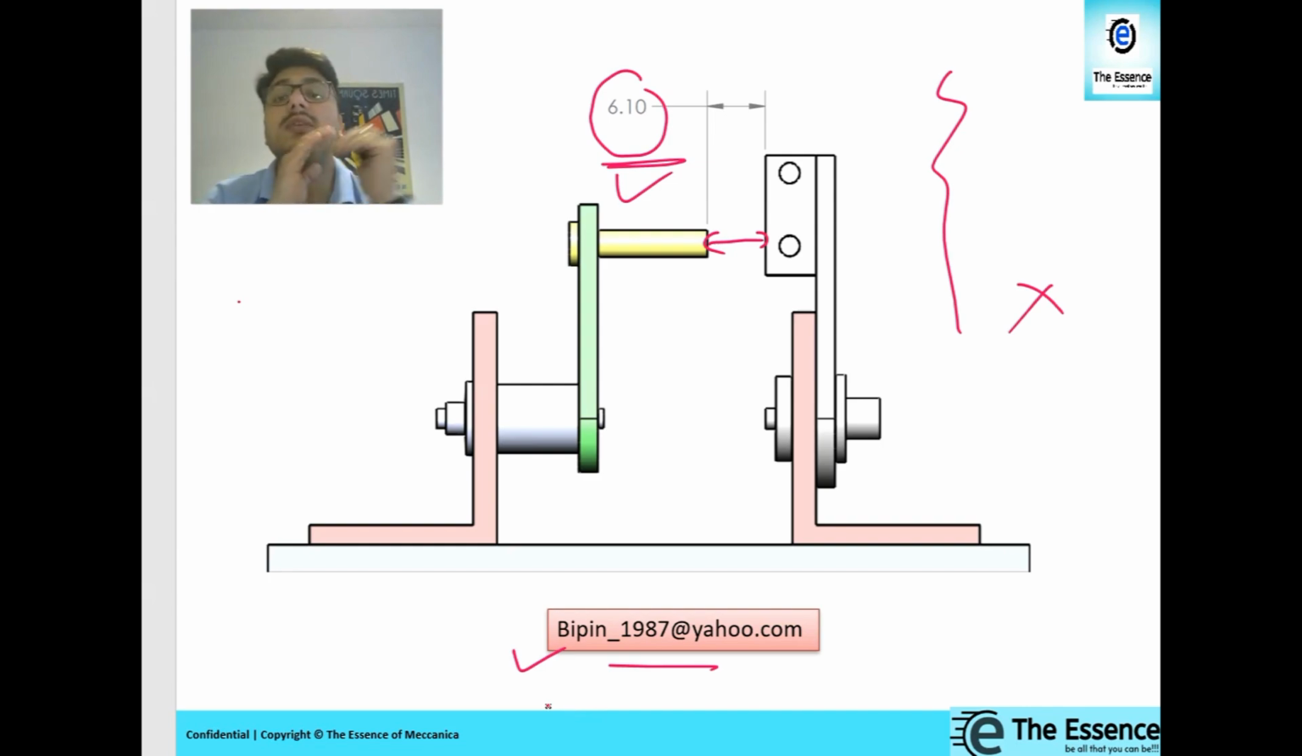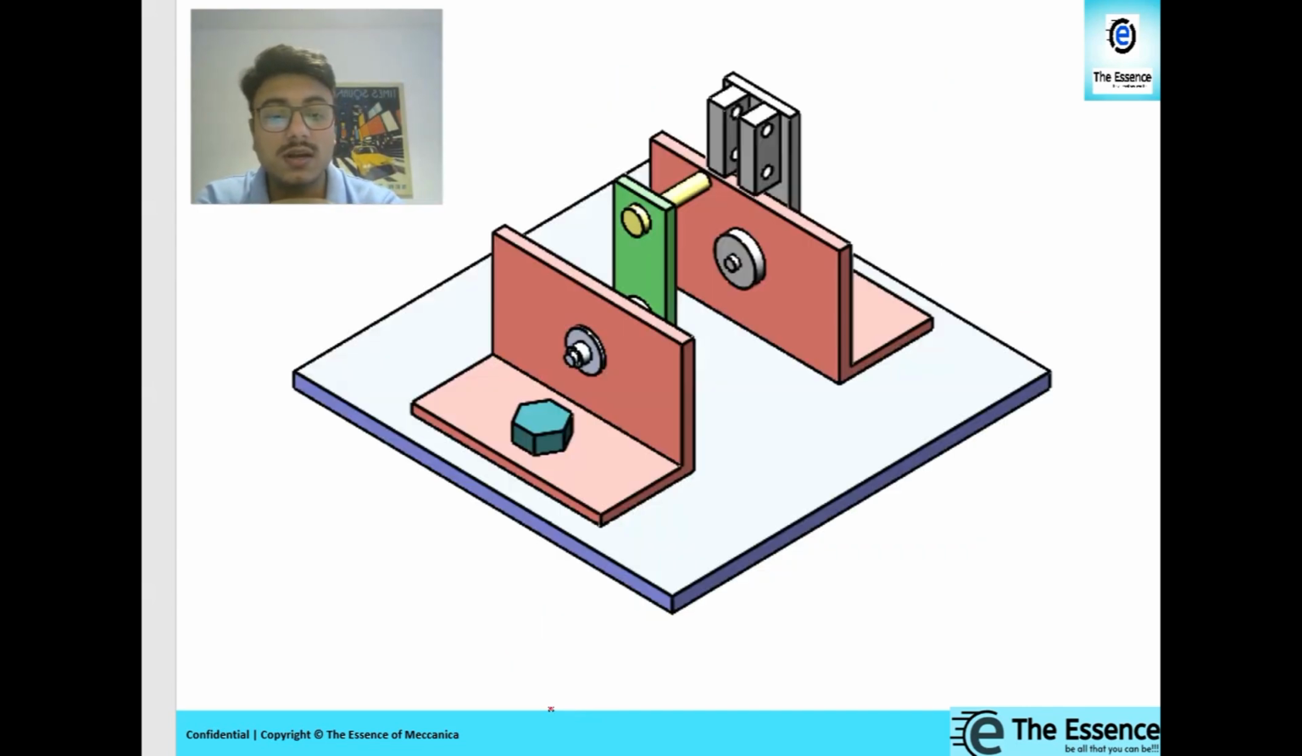Now moving to the next example, it's almost similar to this, but it's a bolted connection now. Instead of welding, it is bolting. See, same example now.